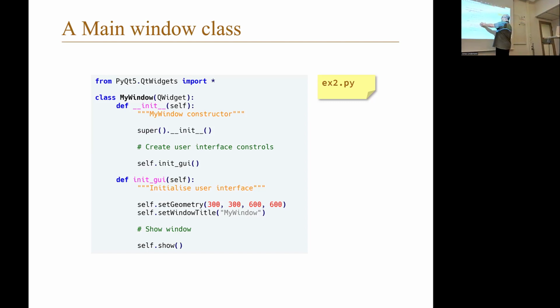Then usually I create separate routines for defining my user interface. So in this case, I do self.initGUI. This will call this routine here to set up the user interface. In this case, we just do setGeometry 300, 300, 600, 600. This is the XY position of the window, and this is the width and height of the window. Then we can do setWindowTitle, my window. And finally we have to show the window using self.show. All these methods are from the QWidget class.